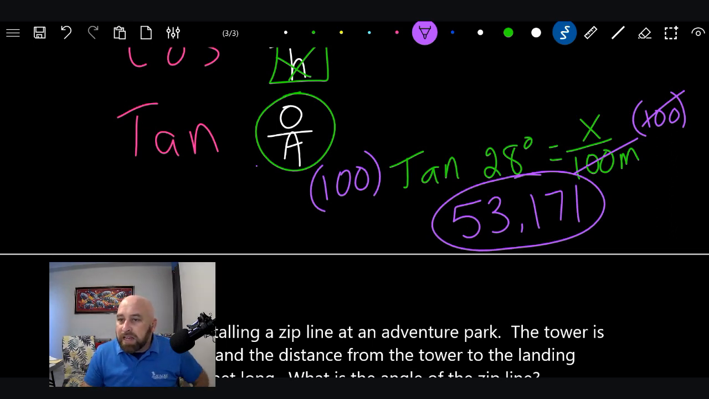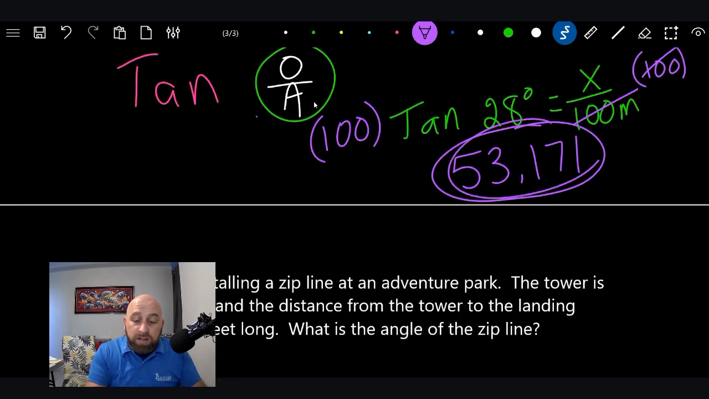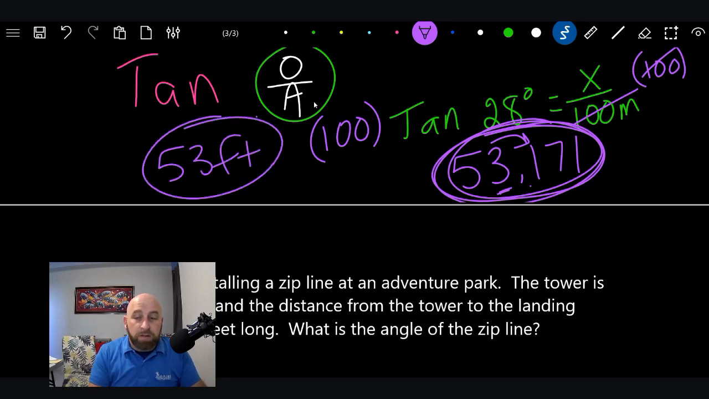It does say in this question in your book, round to the nearest foot. So it doesn't even want us to do the 3 decimal places. It just wants us to round to a whole number. So this is the one that we'd look at. It's less than 5, so it would just be 53 feet would be the answer.